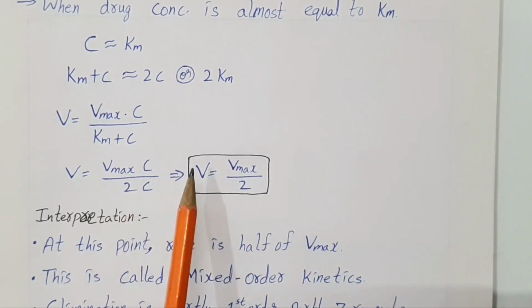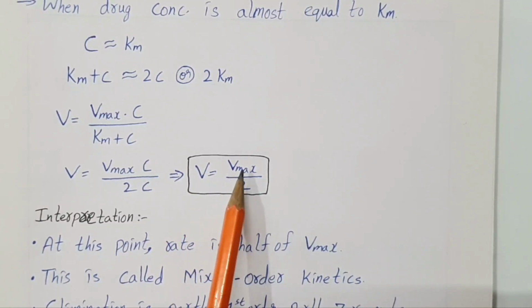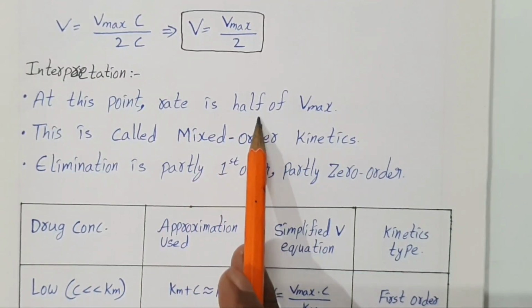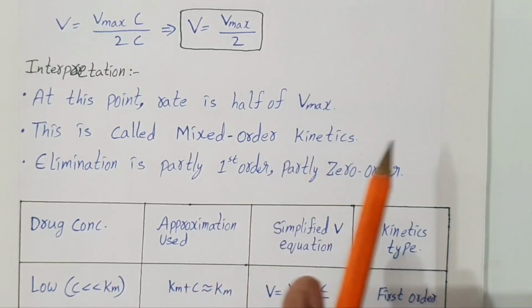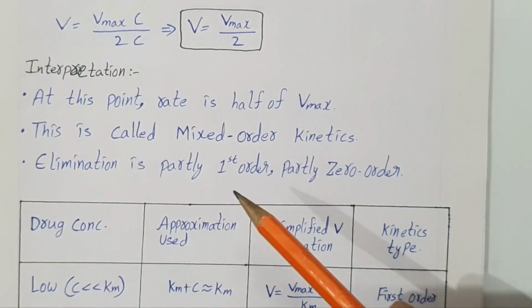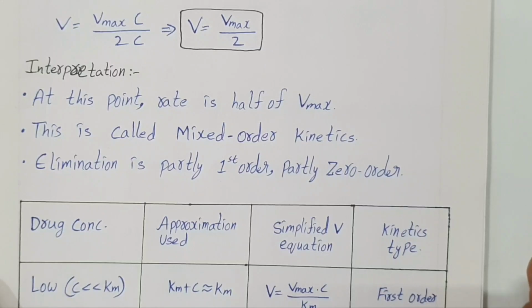After simplification, V equals Vmax divided by 2 remains. So here the rate is half of the Vmax. This is called mixed order kinetics. Elimination is partly first order and partly zero order.